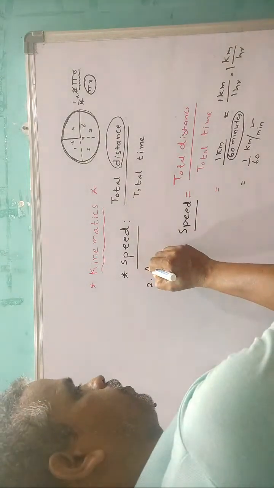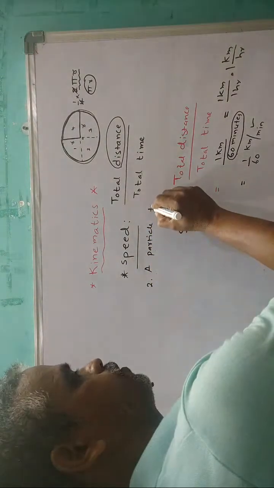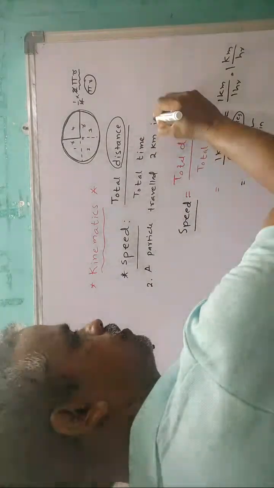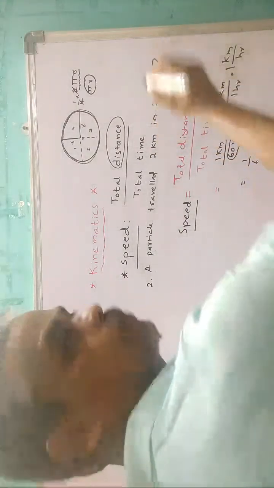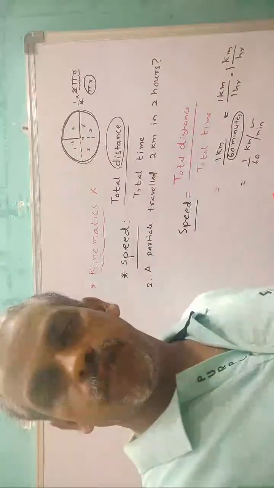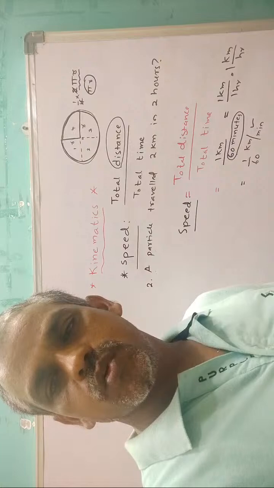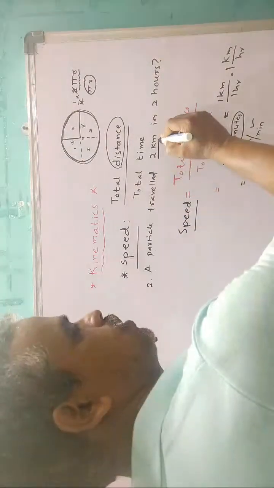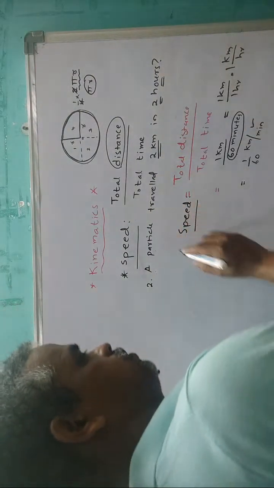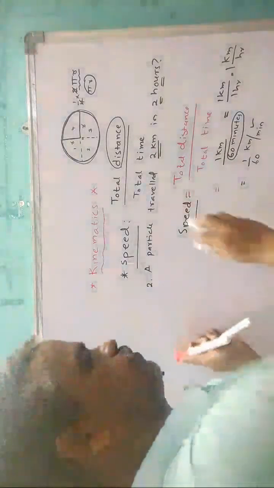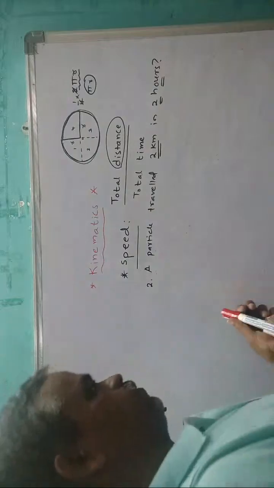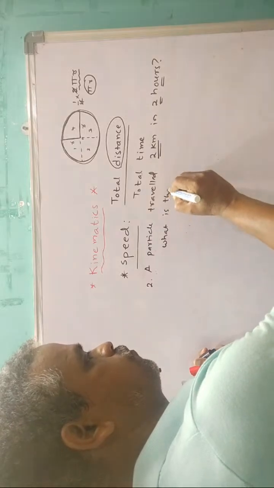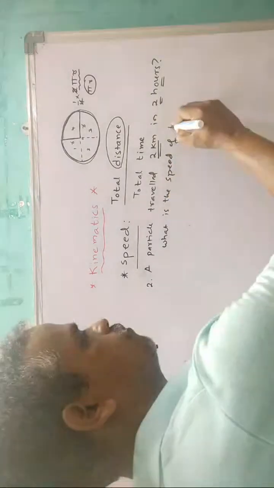Second problem: a particle traveled 2 kilometers in 2 hours. So the question is, a particle traveled 2 kilometers in 2 hours. What is the speed of that body? What is the speed of the particle?